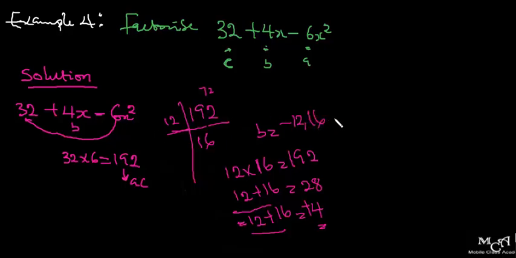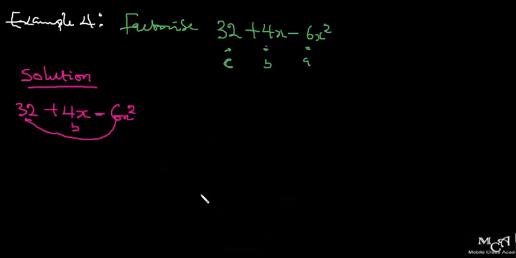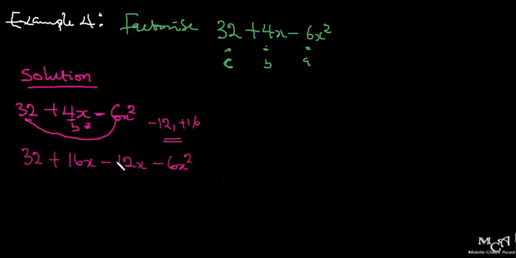Minus 12 and 16. So let's clear the board. Now, I have my values to be what? Minus 12 and plus 16, right? So let's substitute the value that I've gotten into this equation. So I'm going to have 32 plus 16x minus 12x minus 6x squared.